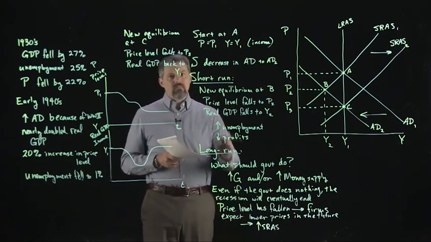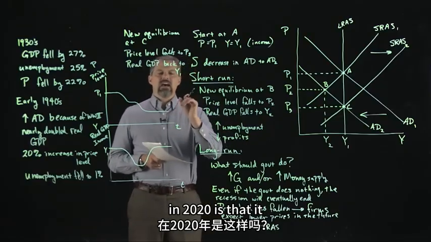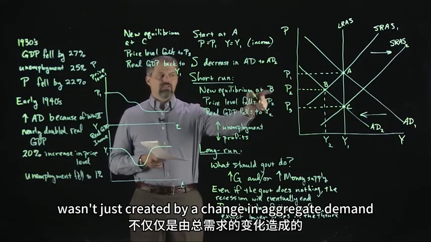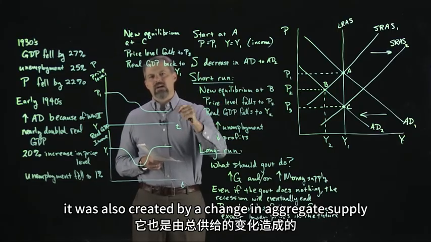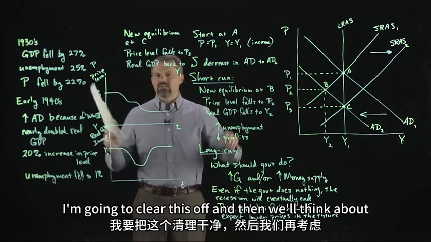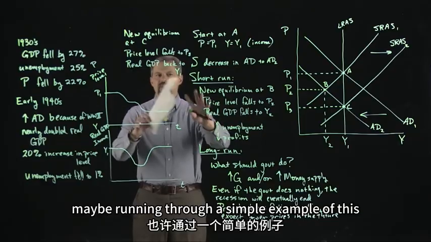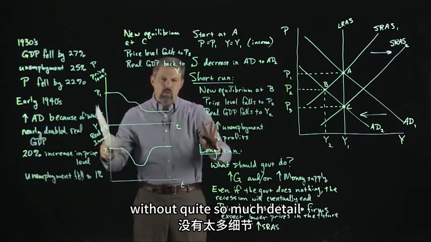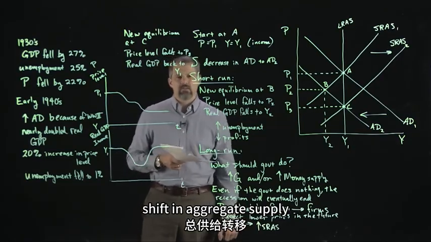So the other interesting thing about what's happened in 2020 is that it wasn't just created by a change in aggregate demand, it was also created by a change in aggregate supply, and we'll talk about that next. So I'm going to clear this off, and then we'll think about maybe running through a simple example of this without quite so much detail, and then we'll do a shift in aggregate supply.